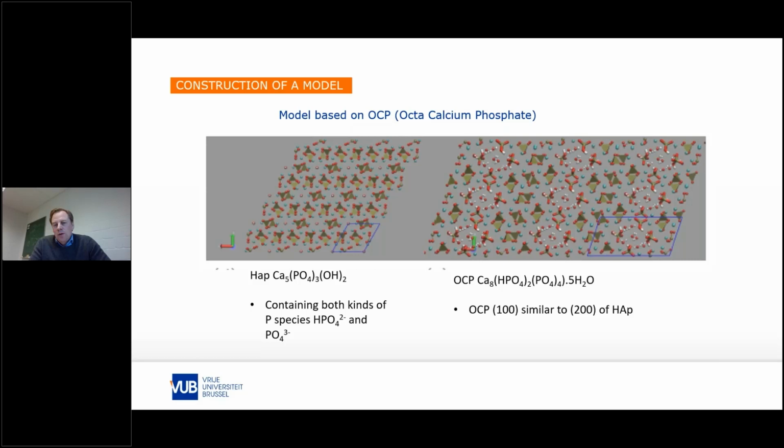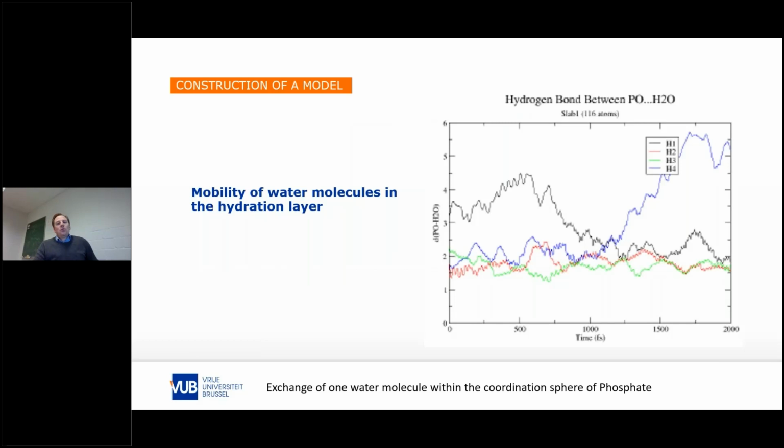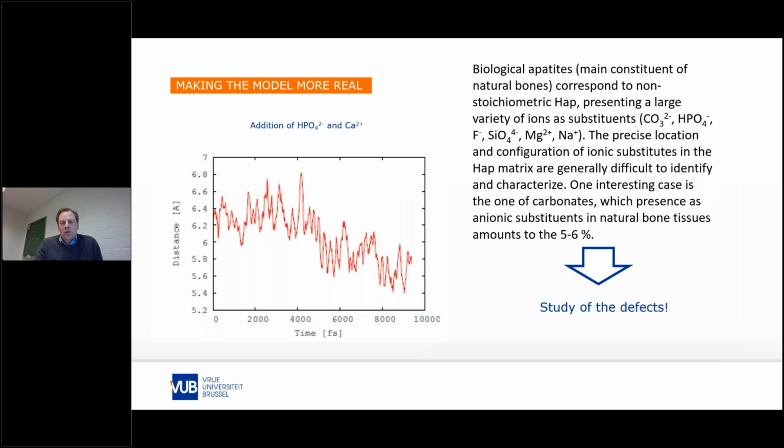And then we see here the mobility of the water, for example, above the surface with the molecular dynamics. Okay, so we see some exchange. I will go maybe a little farther, because I would like to show something also on another system. So we do some molecular dynamics.